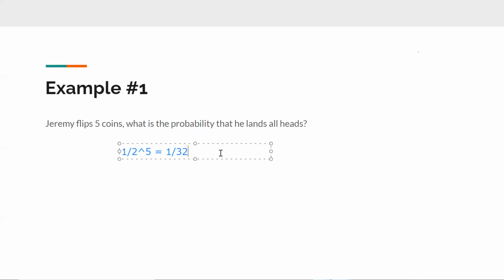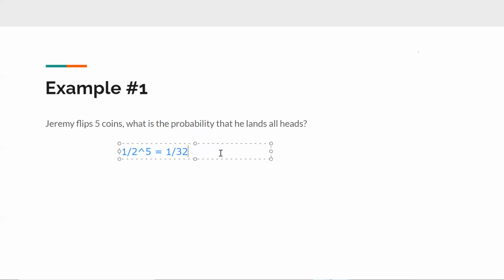2 coins. 2 coins could be heads, heads, tails, tails, heads, tails, tails, heads, all right? So that's a total of 4 scenarios, but I only want heads, heads. That's only 1, and that's out of a total of 4, right? So you notice that when I multiply these values, I get the answer. The same goes on with 3, 4, or 5, but it actually goes on infinitely to number n.